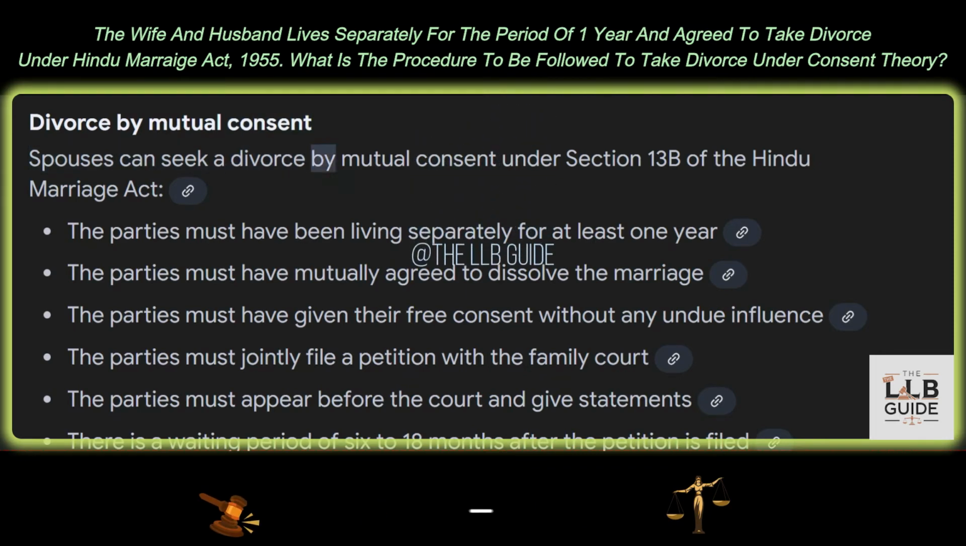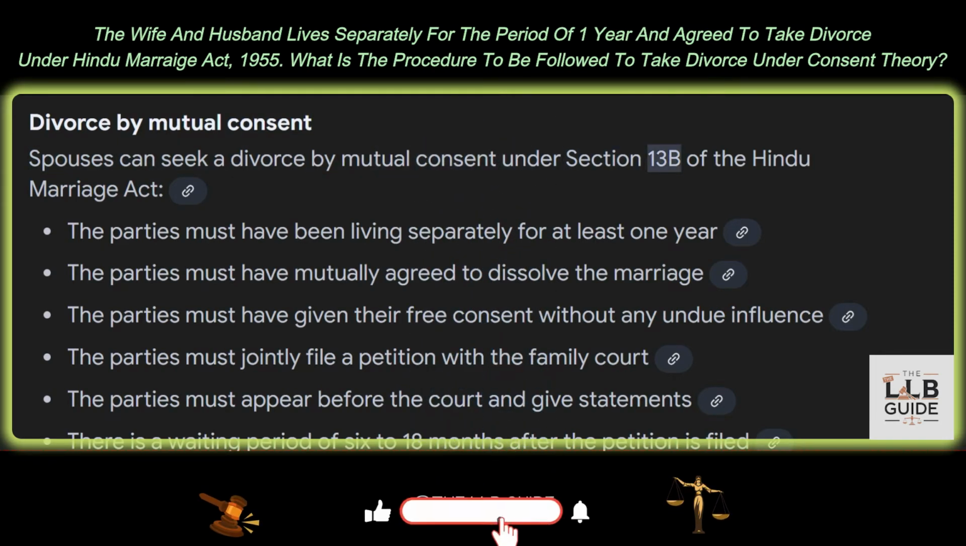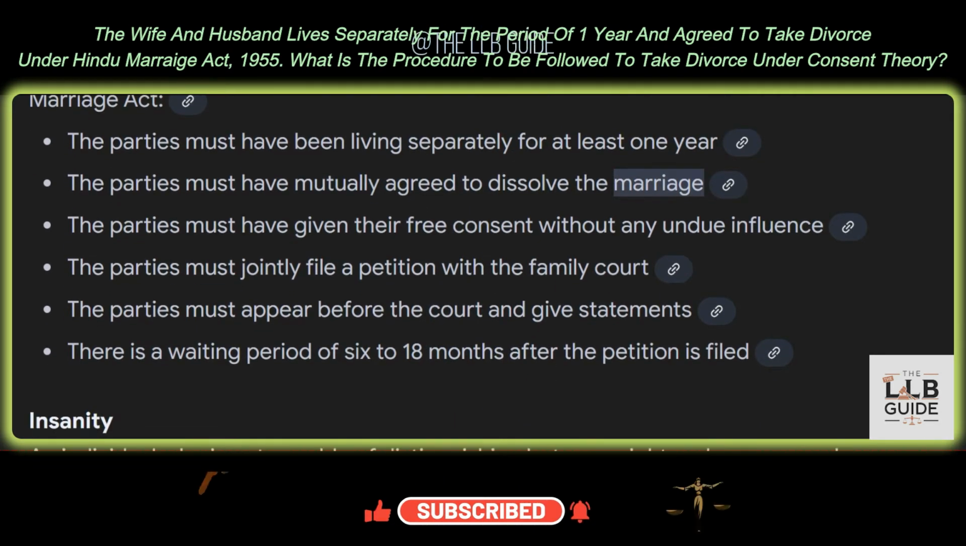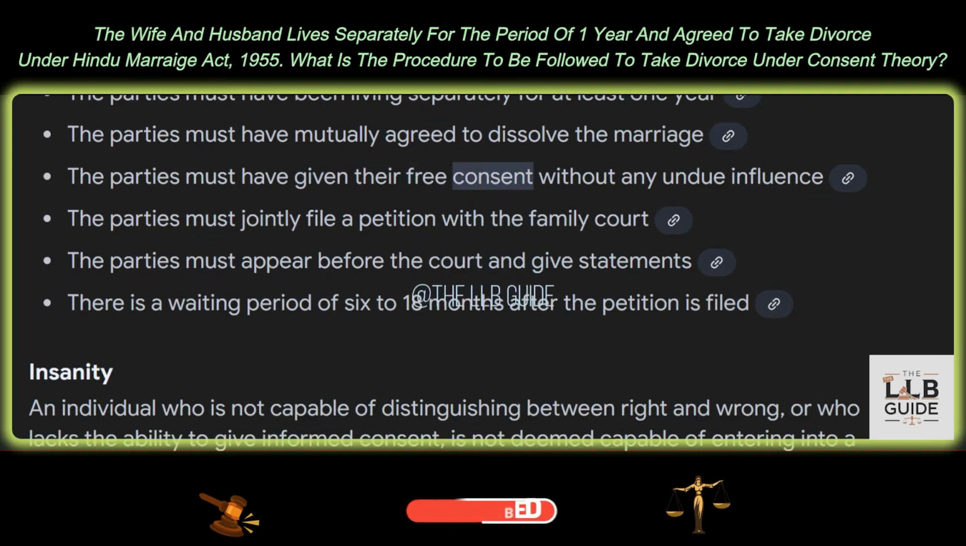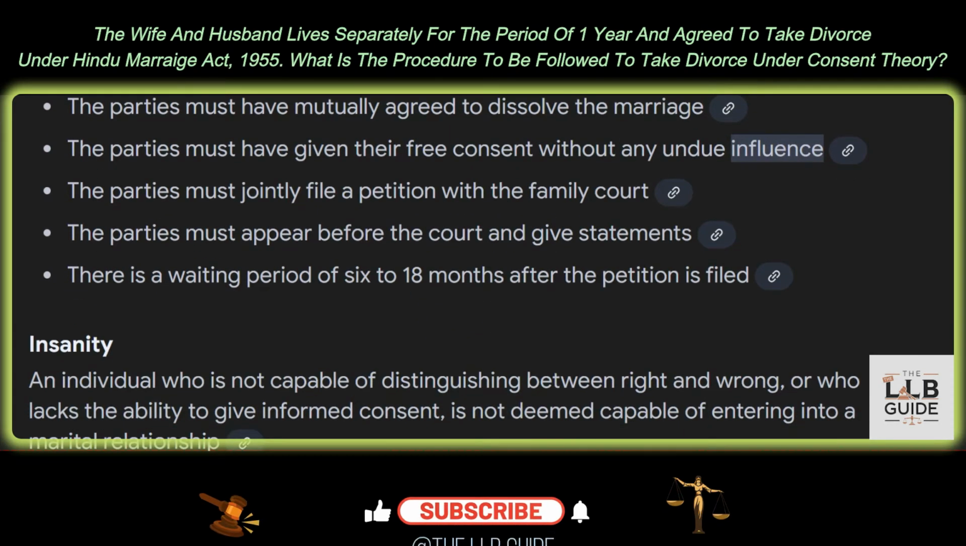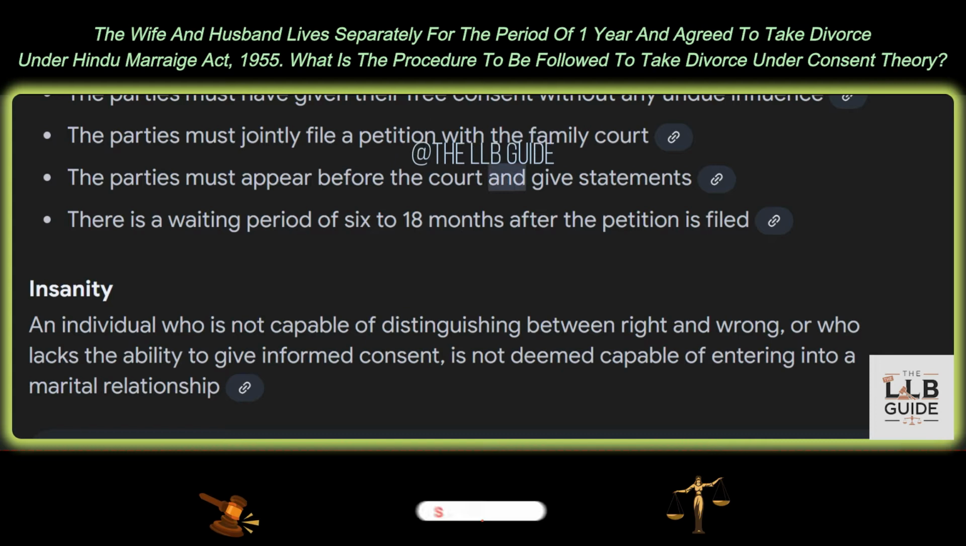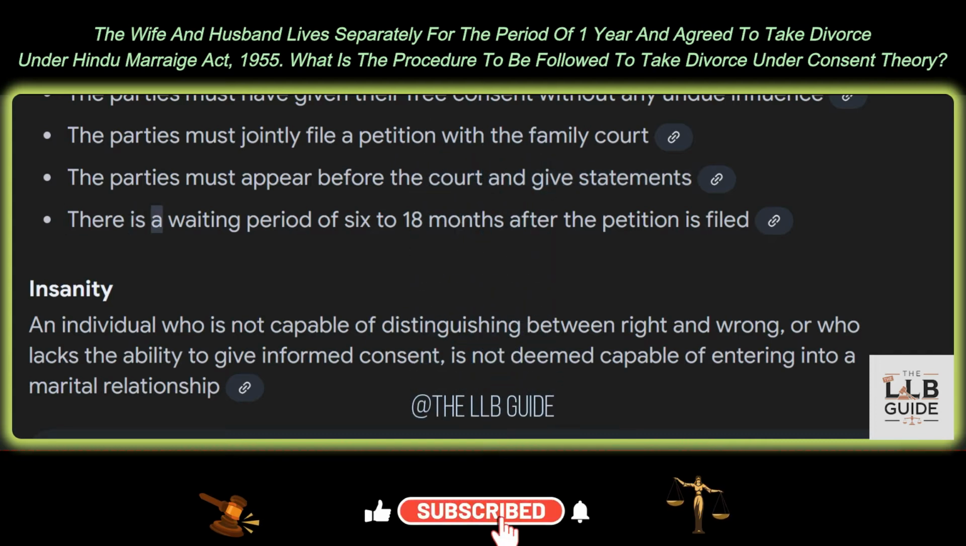Spouses can seek a divorce by mutual consent under Section 13B of the Hindu Marriage Act. The parties must have been living separately for at least 1 year. The parties must have mutually agreed to dissolve the marriage. The parties must have given their free consent without any undue influence. The parties must jointly file a petition with the family court. The parties must appear before the court and give statements. There is a waiting period of 6 to 18 months after the petition is filed.